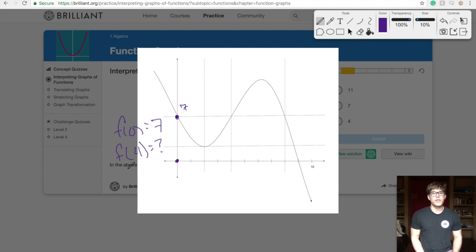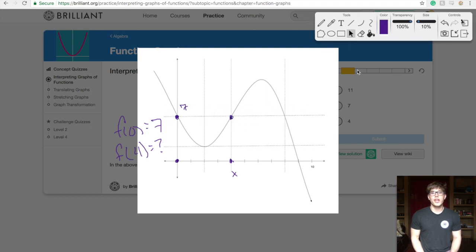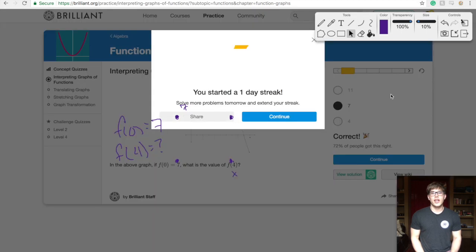And then what is f of 4? Well, let's count over 4 units. 1, 2, 3, 4. So this is 4, and we're looking for this value. Well, look, it's on the same line, so this value is also going to be 7. Excellent.